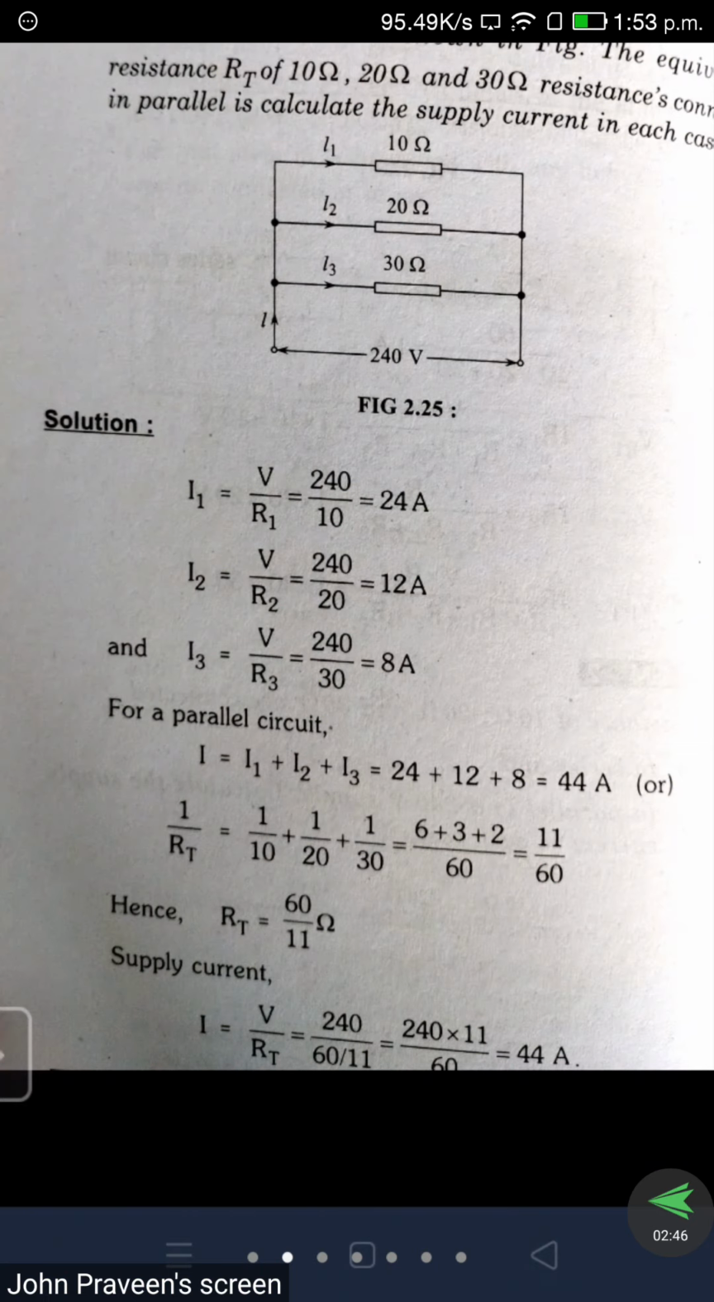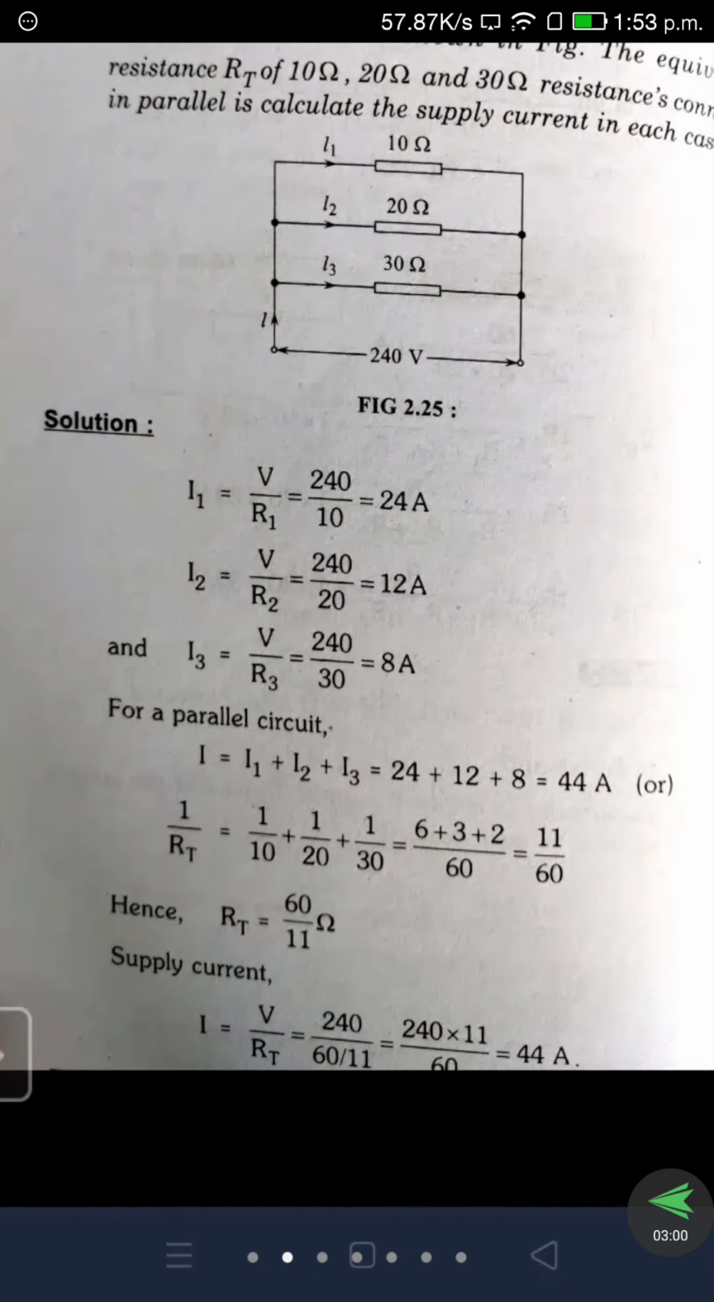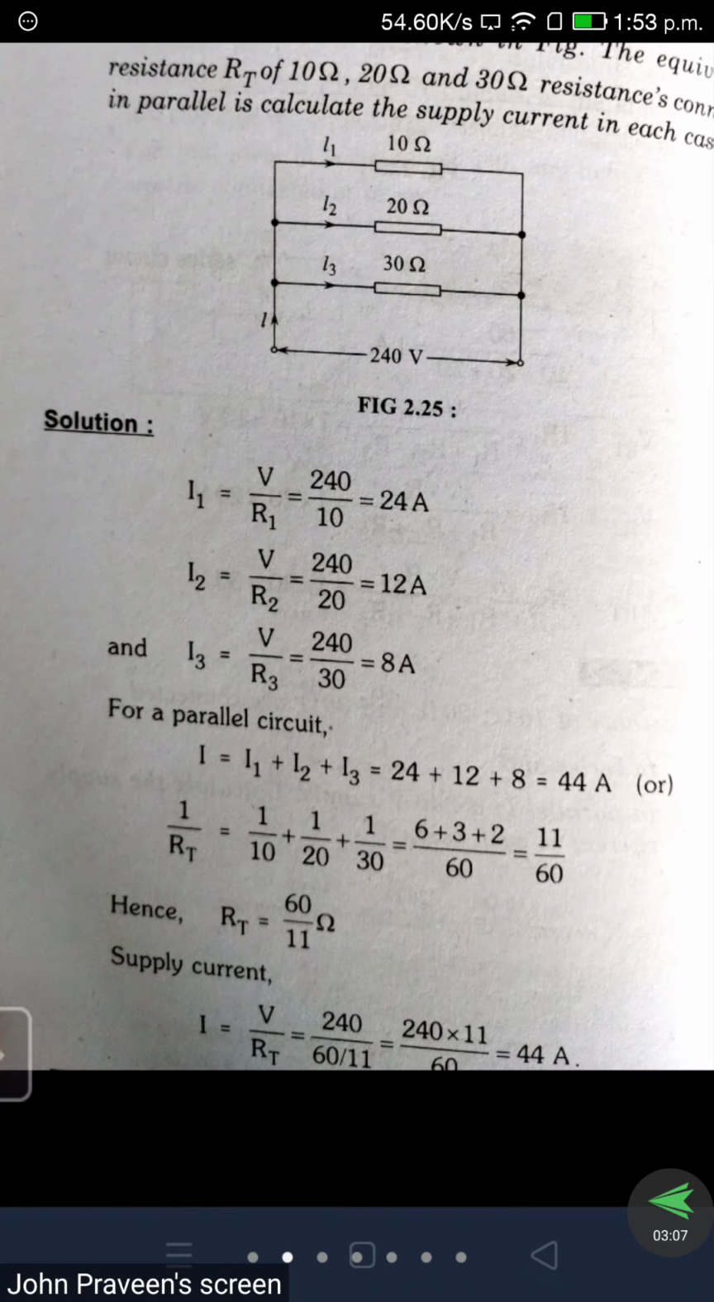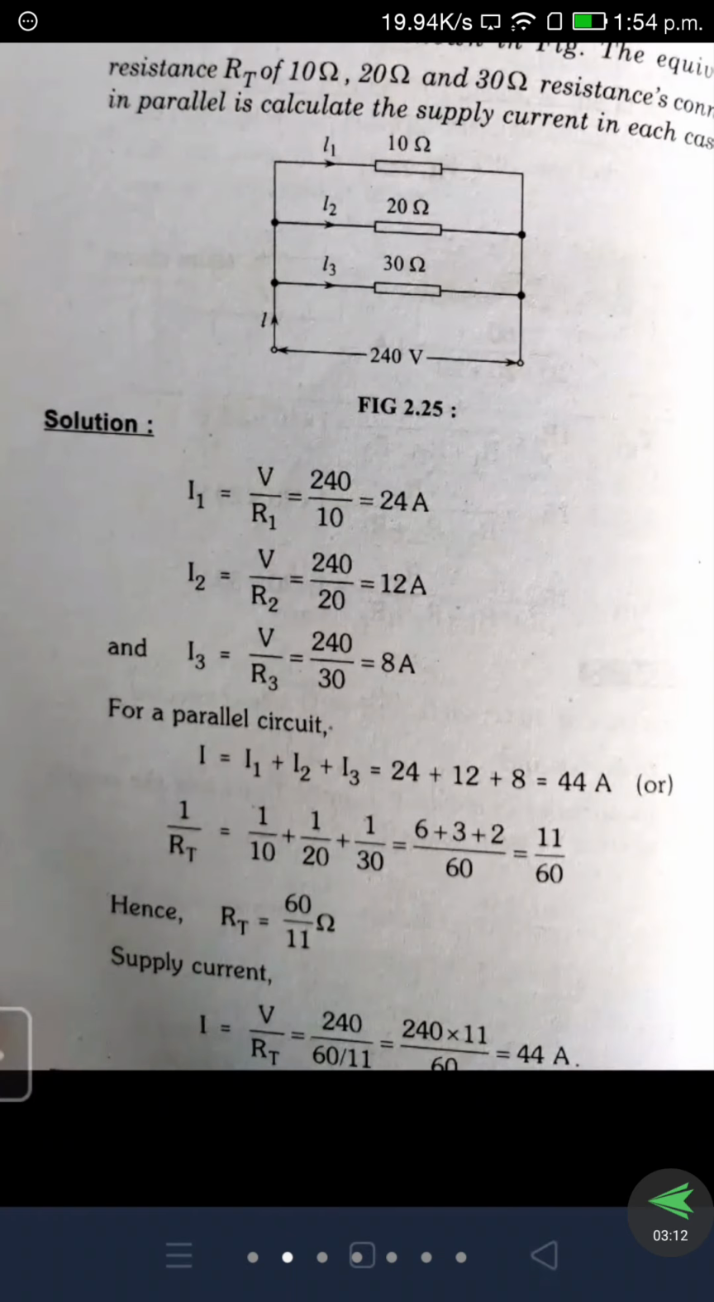But in the second case, the three resistors are connected in parallel. In the case of parallel connection, the voltage is constant, but the current is divided. To determine the total current, first we find out the individual currents. If you determine the individual currents, you can easily solve the problem, because I is equal to I1 plus I2 plus I3. That is the basic concept we use in parallel connection.